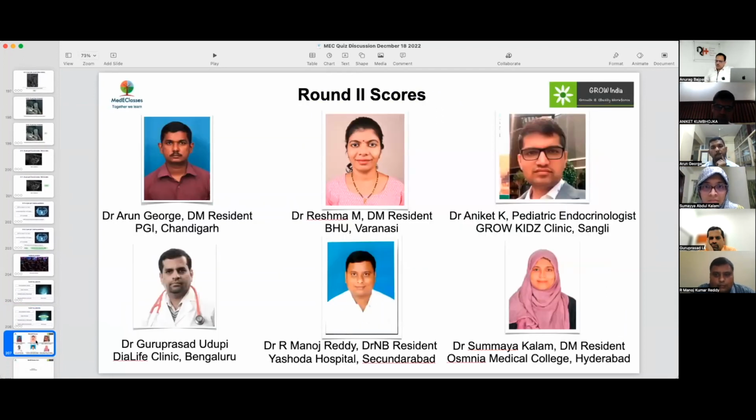There are 2 LCH, but I'll take the seborrhea as the right answer in that perspective. So this is histiocytosis, seborrhea or rash or whatever will be the scenario. So at the end of round 2, we have got Dr. Arun George, Dr. Reshma, Dr. Somaya, all at 15 points. And we have got Dr. Aniket, Dr. Guru Prasad, and Dr. Reddy at 10 points. So it's a very, very close-knit contest. So we've ended 2 rounds. We'll go forward to the 3rd round now. And we will again go forward from Dr. Reddy to start off with.